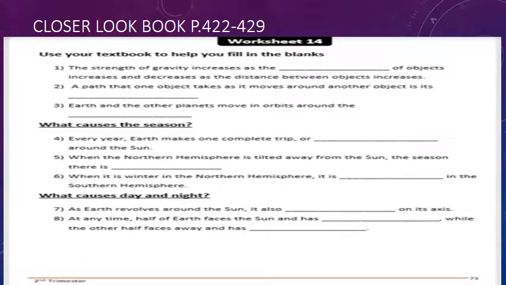This is your homework, guys, page 73. It's a reading homework, so you're supposed to be reading your Closer Look book, pages 422 to 429, and then you can answer it. It's a very, very easy one, and you will be able to answer it directly.